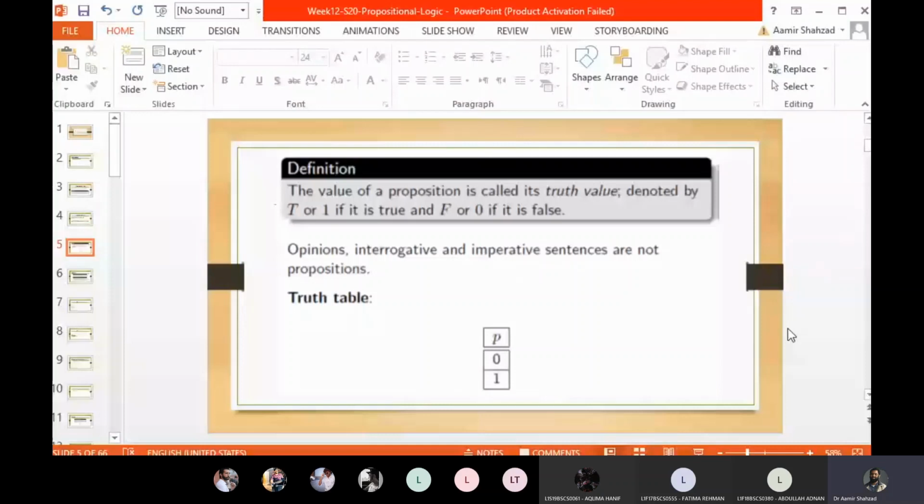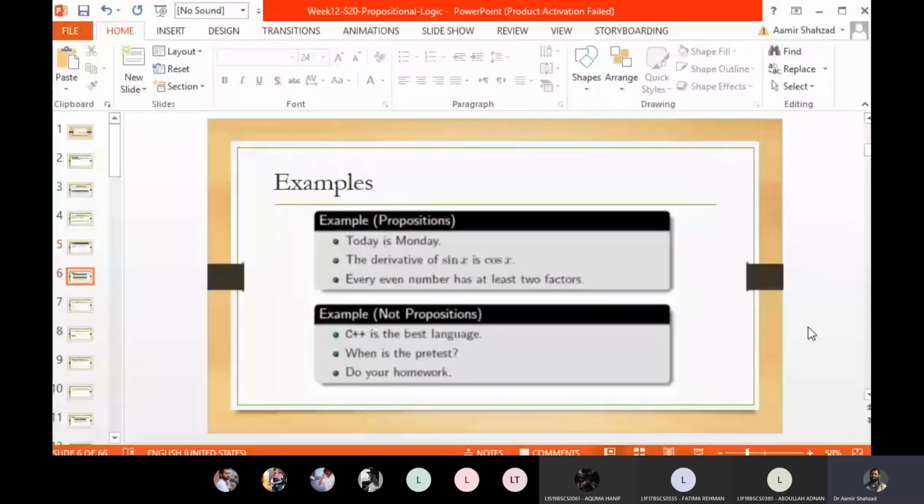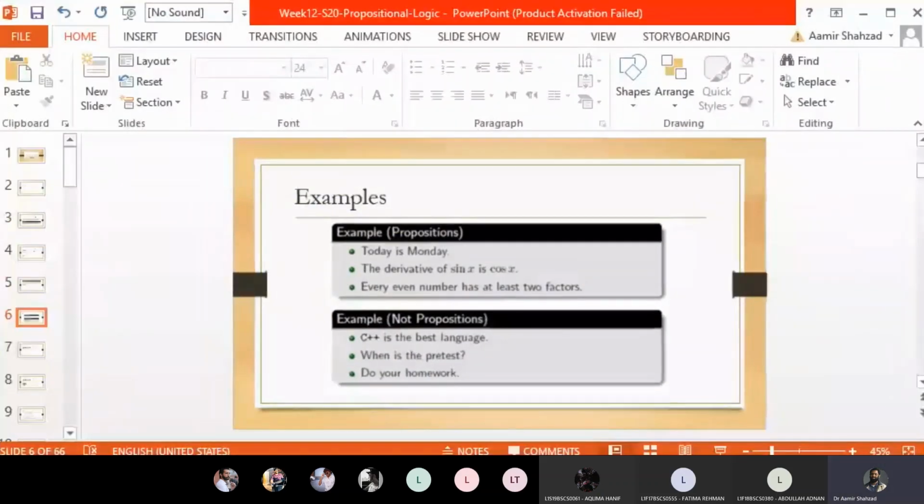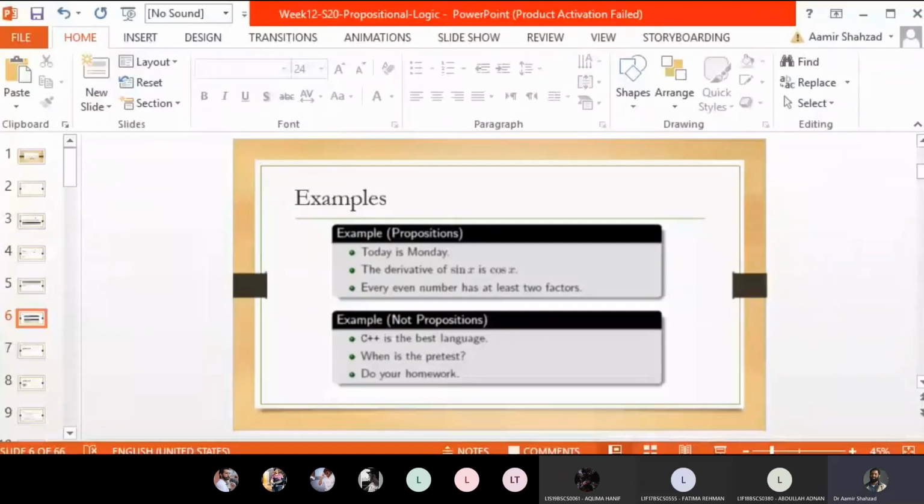Proposition जिसके बारे में clearly हम बता सकेंगे it's true or false depending upon our current circumstances, facts, definitions वगैरह वगैरह. So let's look at some examples. Today is Monday. तो अगर आज Monday है, so statement is true. If today is not Monday, then statement is not true. So the statement today is Monday is a proposition.